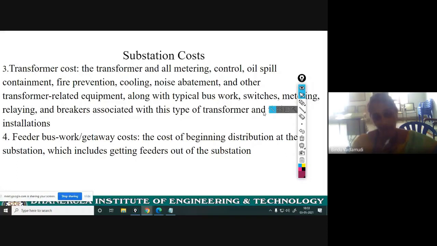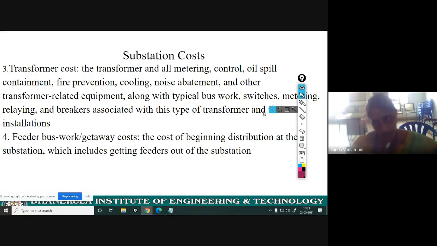What are the costs involved in the transformer cost? Whenever you are placing a transformer, the metering equipment is required to measure the values, and control of the transformer is required at every moment. Maintenance of the transformer means oil spill containment, fire prevention, noise control, and transformer oil maintenance. All this comes under the maintenance of the transformer.